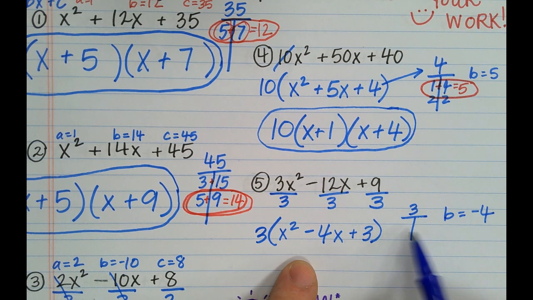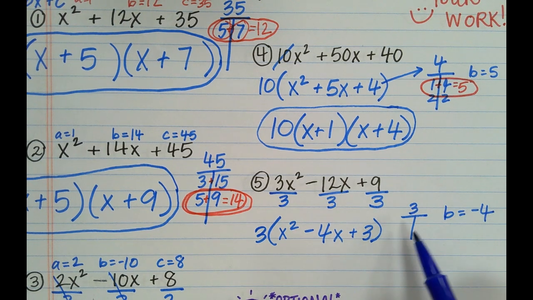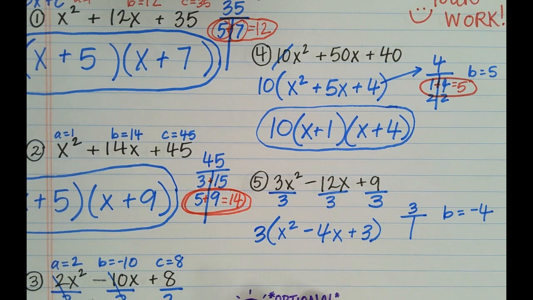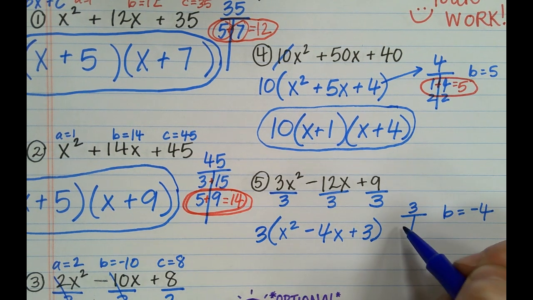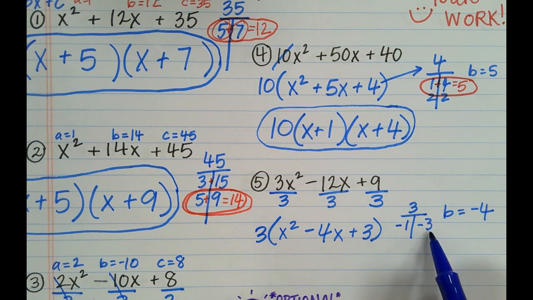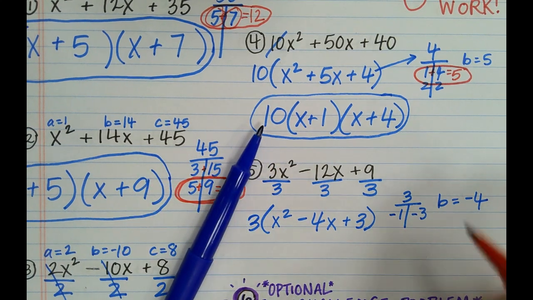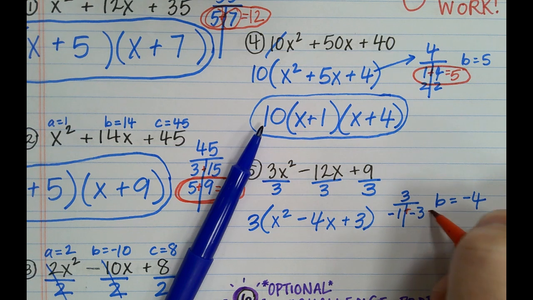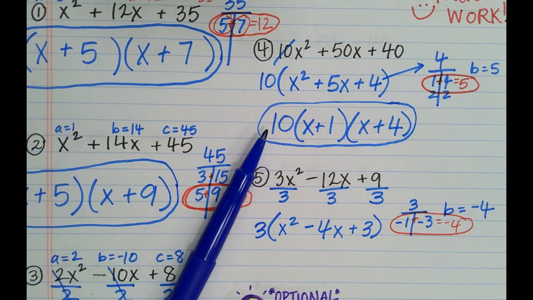If I do my positive factors of 3, which is 1 and 3, 2 positive numbers will never add together to make a negative number. So we need to do the negative factors. -1, -3. When we multiply those, we still get +3. But when we add them, we'll get that -4 we need. So these are the numbers we'll use, -1 and -3.